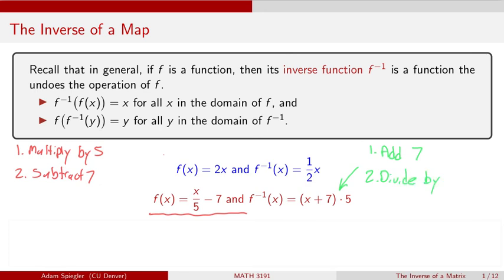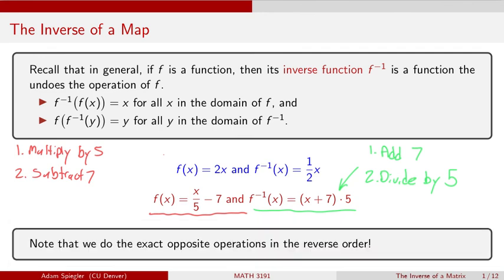So to undo subtraction, we do addition. And to undo multiplication, we do division. And that's where this inverse function comes from. We first add 7 to x, and then we divide that result by 5. So one key observation here, pretty much the only one that we're going to need to be able to find inverse matrices, is that to find an inverse function, we do the exact opposite operations in the reverse order. So that's the same approach we're going to take with matrices. We're really not changing the definition or how we find inverses.